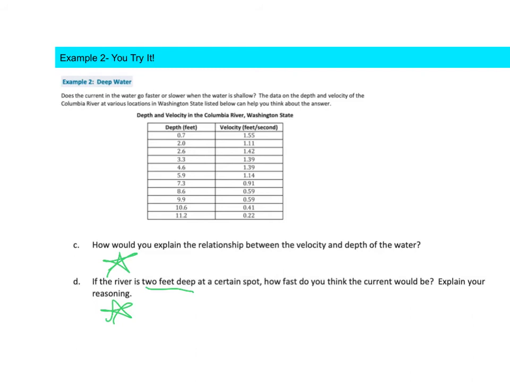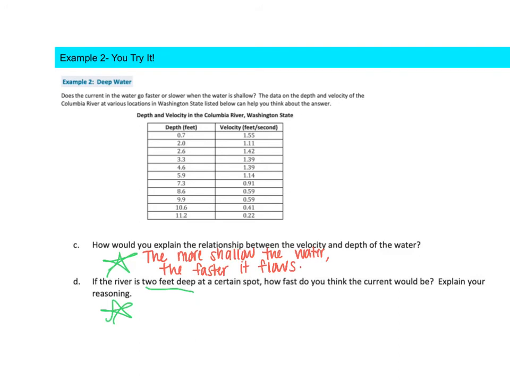All right, so C is pretty much like the last question. Basically, the more shallow the water, the faster it flows. That's what velocity is, okay?